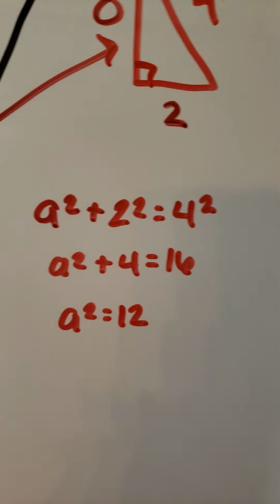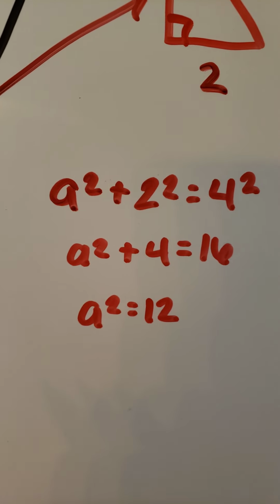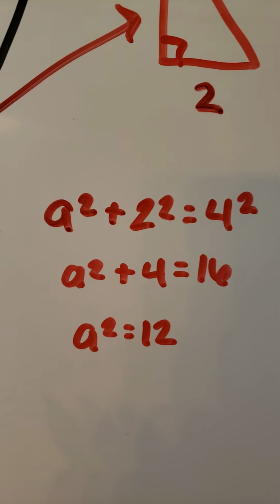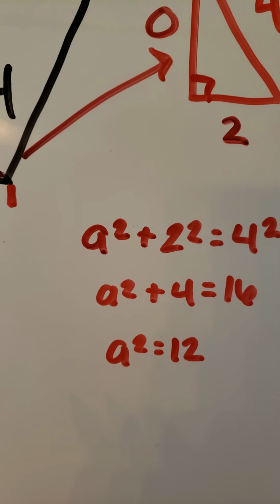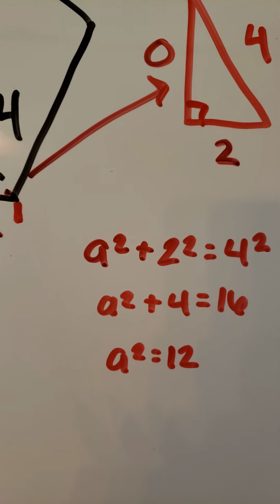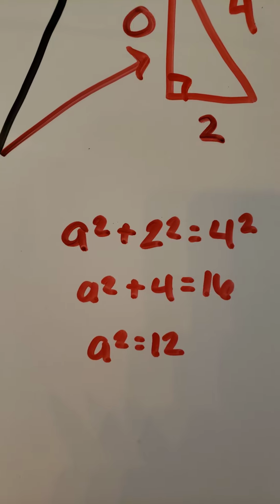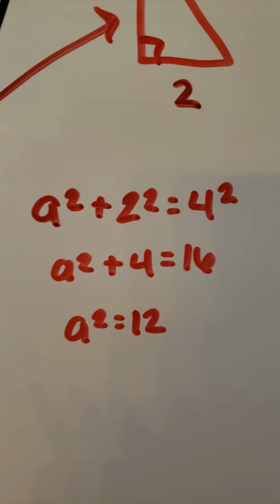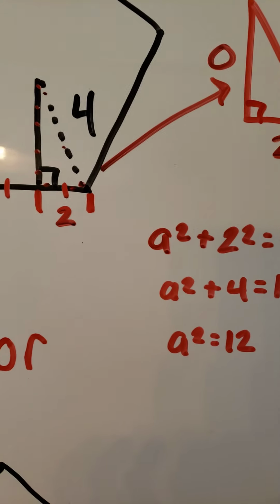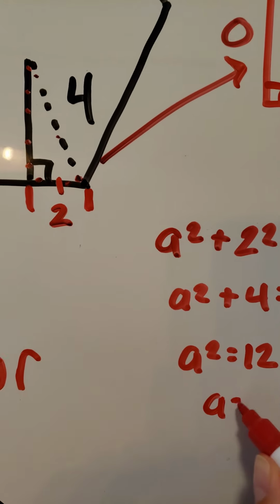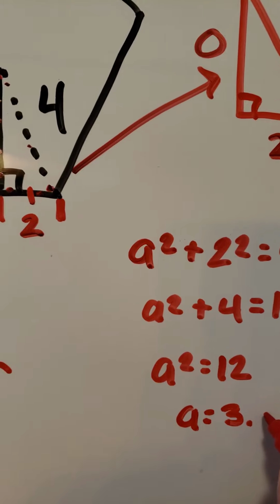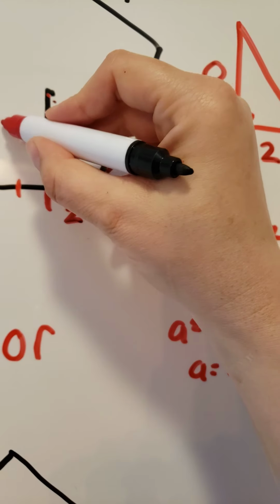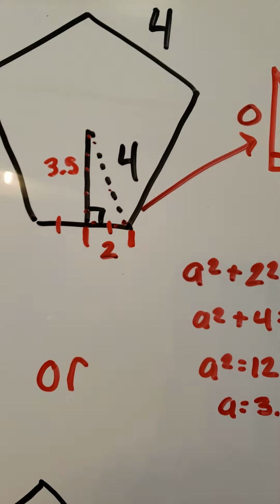And then how do I get the value of A? You're right, we have to square root it. So you're going to do square root of 12, and you get 3.46. I'm going to round to the nearest tenth and make it 3.5. Okay. A equals 3.5. So we know this value now is 3.5.